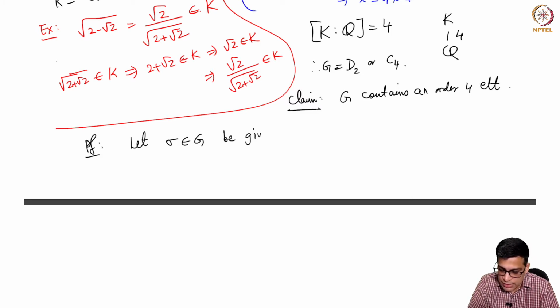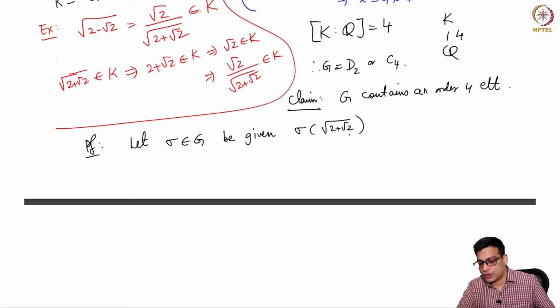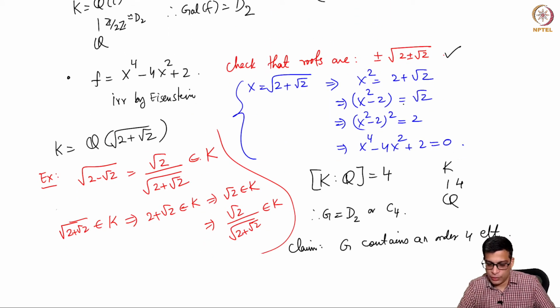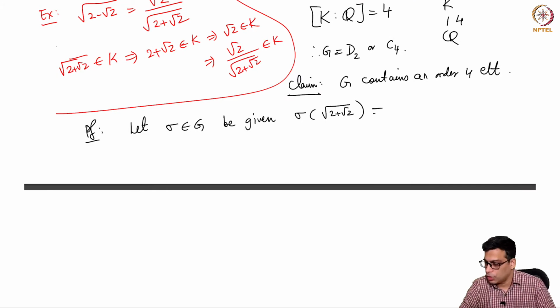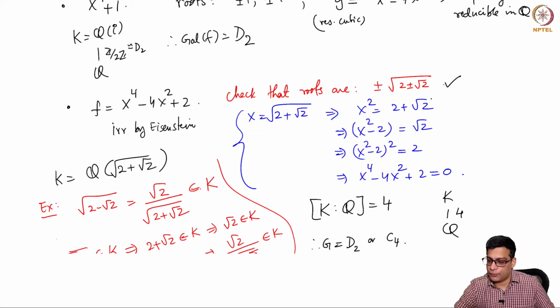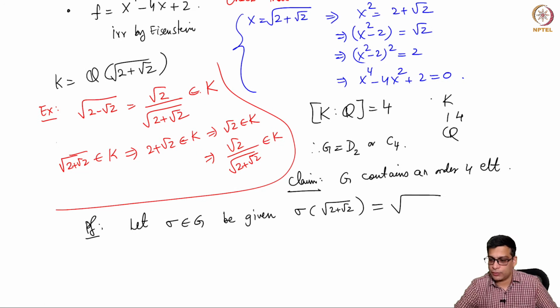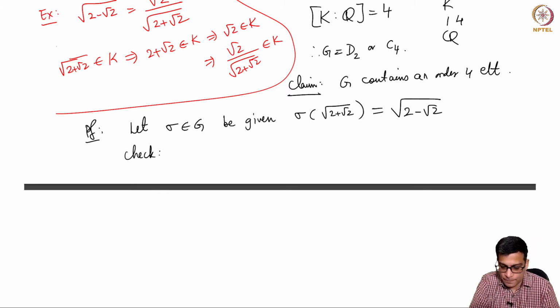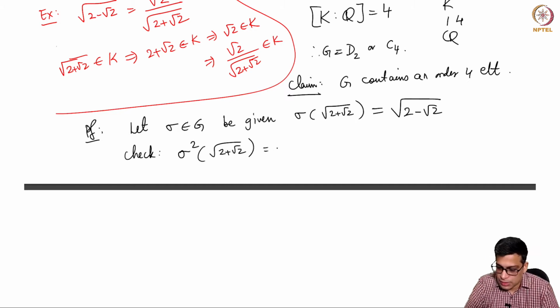So let us consider this particular sigma. To determine an automorphism of K, all you need to say is what is the image of the generator, which is square root of 2 plus root 2. I will define this to be, it can be any of the 4 conjugates, so I will take square root of 2 minus root 2. Okay. So then check that sigma square of this is actually sigma of this, which is square root 2 minus root 2.